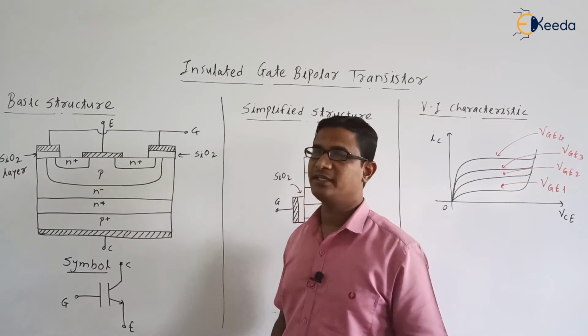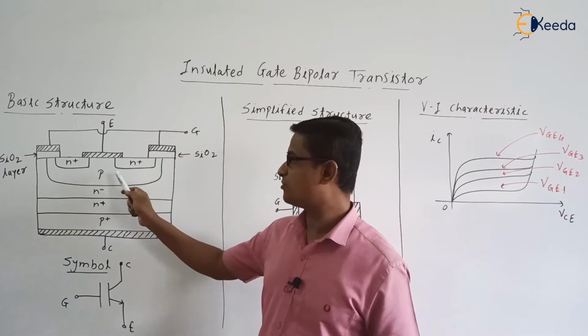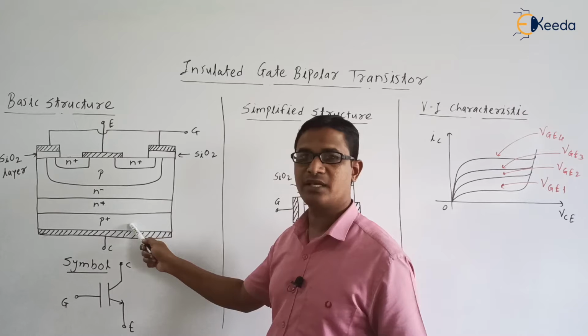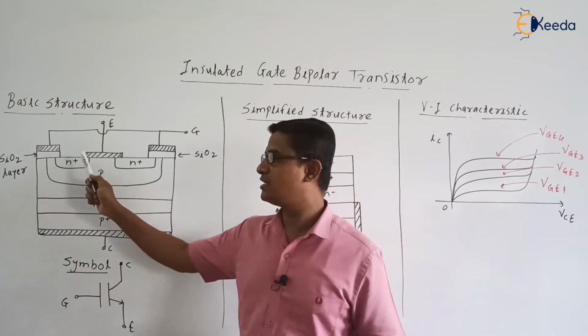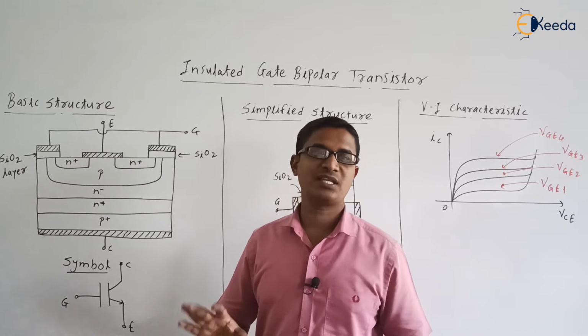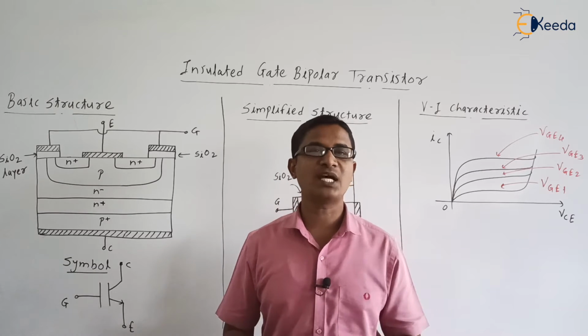The IGBT consists of various layers: a P plus layer, after that an N plus layer, an N minus layer, a P layer and an N plus layer. So we have various layers present in the structure of the IGBT.